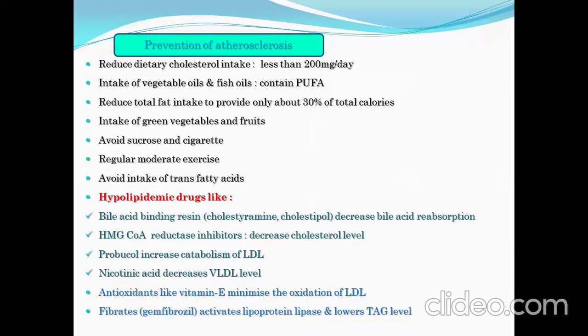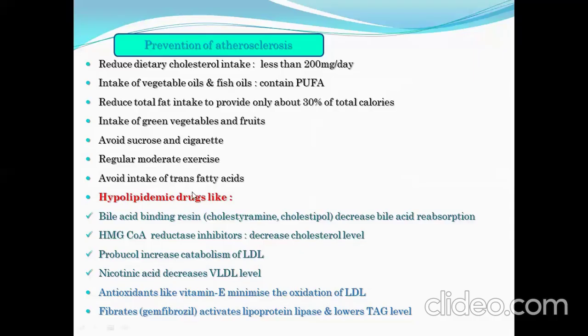They have a much larger amount of unsaturated fatty acid, omega-3 fatty acids. So we have to use it regularly. And we have to prefer a high-fiber rich diet. We have to avoid refined sugar.